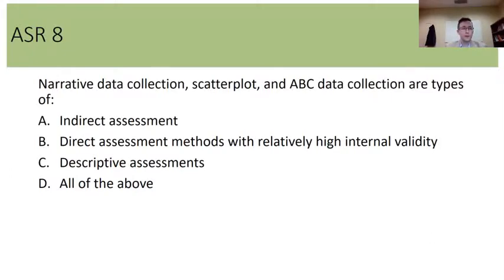The answer here is... oops, well, they are not indirect assessment methods. So all of the above and A are out. So it's either B or C. And do they have relatively high internal validity? No. Functional analysis and baseline data collection have high internal validity or high fidelity, so B is out. These are all descriptive assessments. Answer is C.